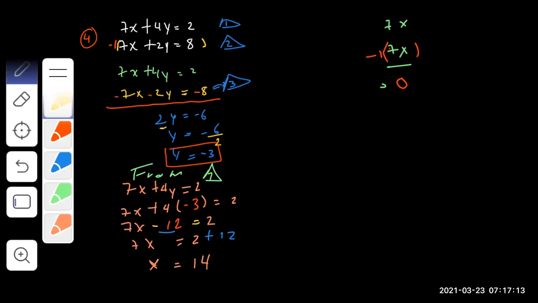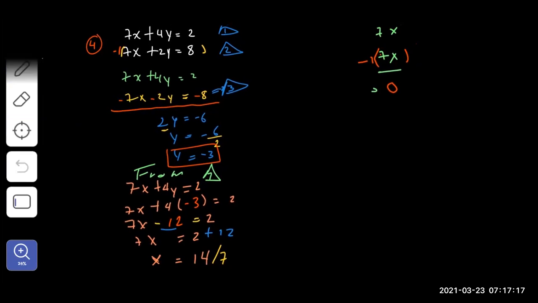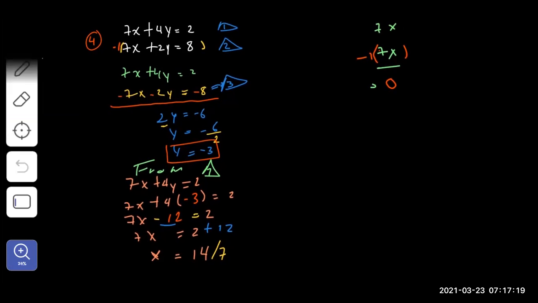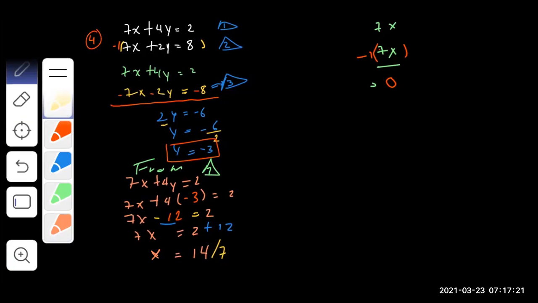Dividing. Divided by 7. And what is this x going to be equal to? x equals 14 divided by 7 is 2. And we got our second solution, guys. Okay, x is equal to 2.